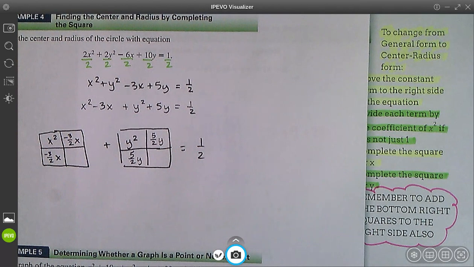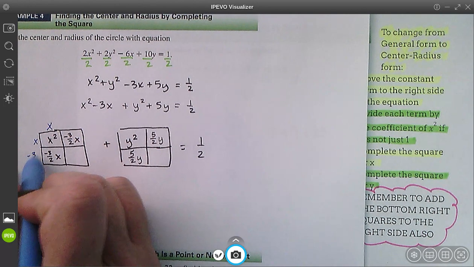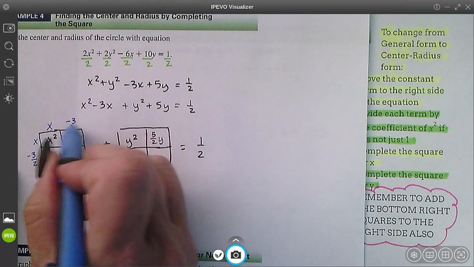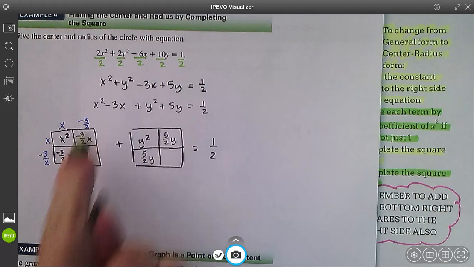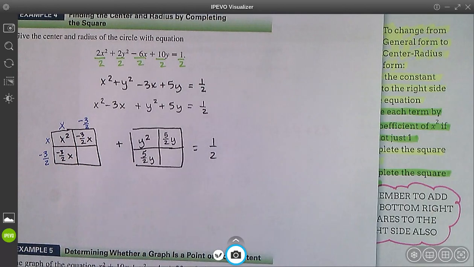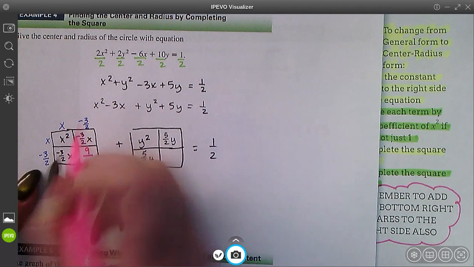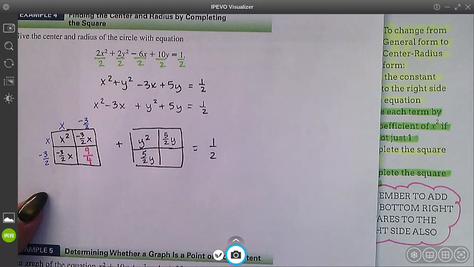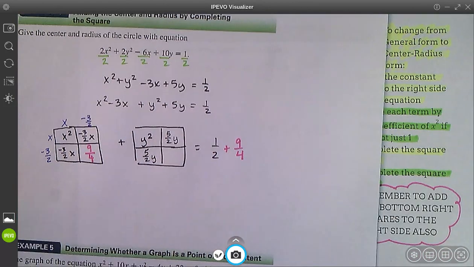And then I've got to figure out the outside edges so that I can figure out the number that completes the square. So here I'll have x, x, and negative 3/2, negative 3/2. To complete the square, I have to multiply negative 3/2 times negative 3/2, which is going to be 3 times 3 in the numerator, so 9, 2 times 2 in the denominator, 4. I have to remember to add that to the right side as well.